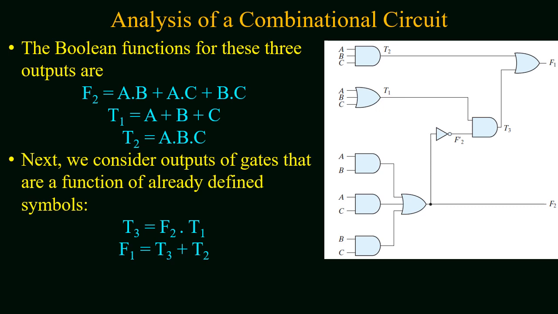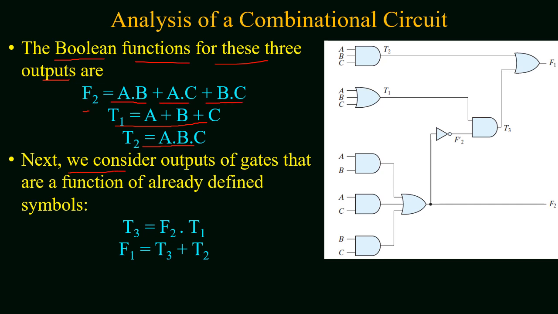Now we will use repeated substitution to find the exact output Boolean function. For this, first of all, we will find the output of intermediate gates in terms of input variables, like T1 will be equal to A plus B plus C and T2 will be equal to A dot B dot C, where F2 is the sum of products of A and B, A and C, and B and C.